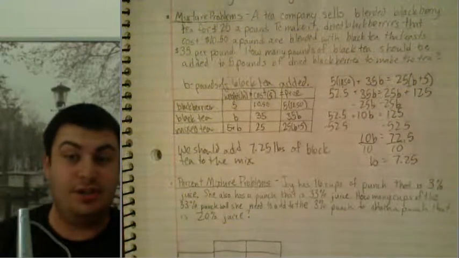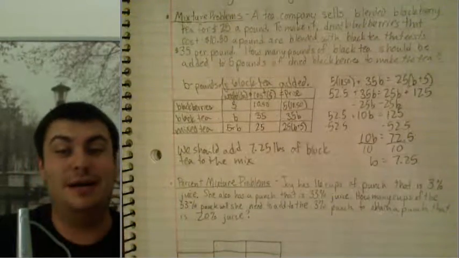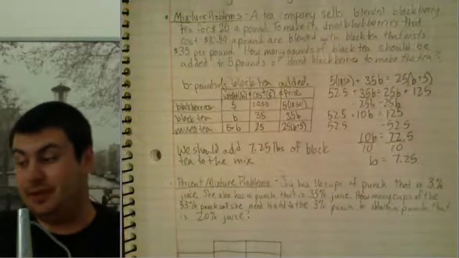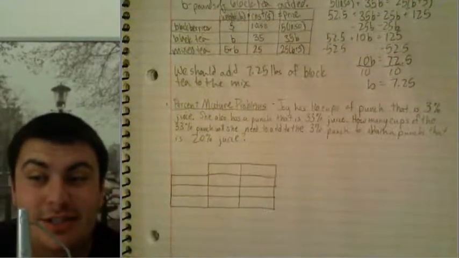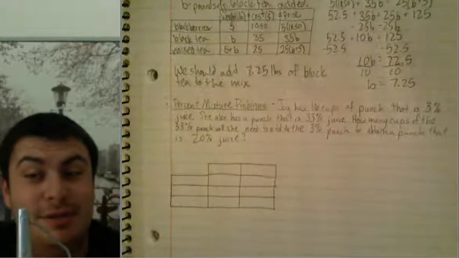All right, so we were careful about seeing what goes where when it comes to how we set up our box and then our equation. So let's look at this next one. Joy has 16 cups of punch that is 3% juice. She also has a punch that is 33% juice.